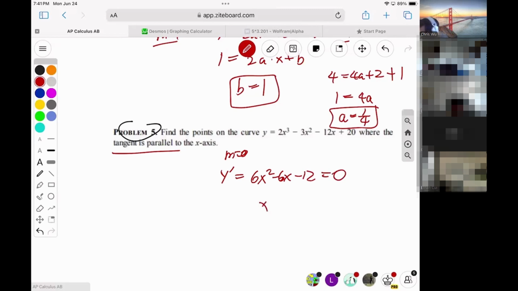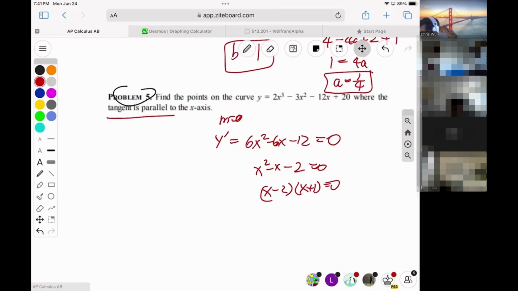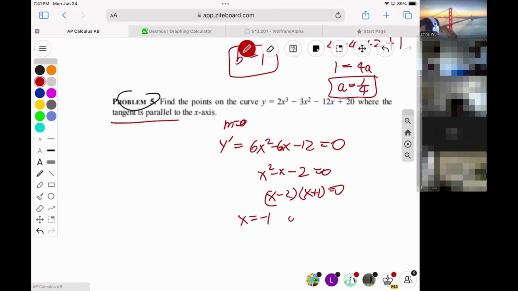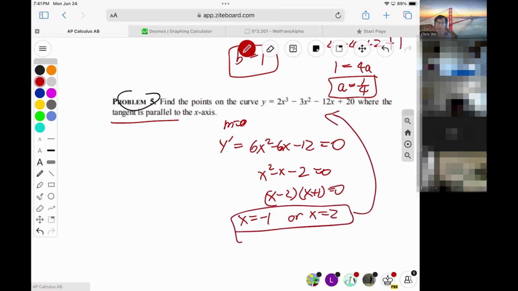Divide everything by 6: x squared minus x minus 2 is equal to 0. So (x minus 2)(x plus 1) is equal to 0. So what are the points? x equals -1 or x equals 2. Now you can plug these back into the equation to get the actual coordinates, but that's it, right? Fairly straightforward.